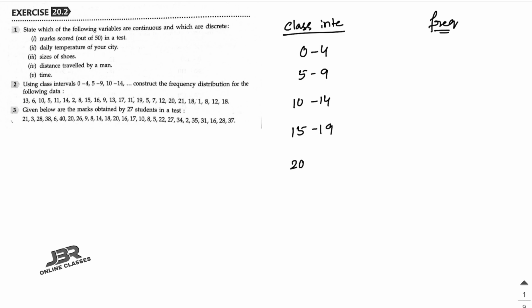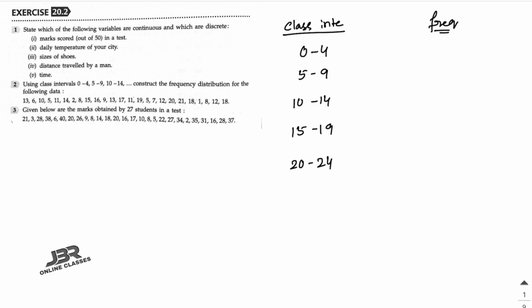In sum number 2, using the following class intervals 0 to 4, 5 to 9, 10 to 14, construct the frequency distribution of the following data. So that means first you have to make the class intervals, and second, frequency. So class interval 0 to 4, after that 5 to 9, then 10 to 14, after that 15 to 19, and then 20 to 24. Now you have to write down the frequency.